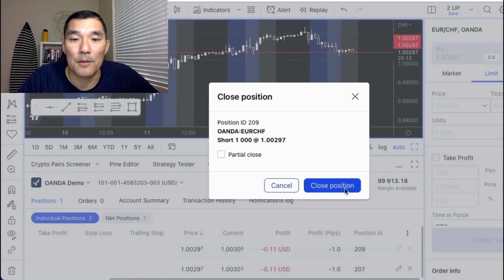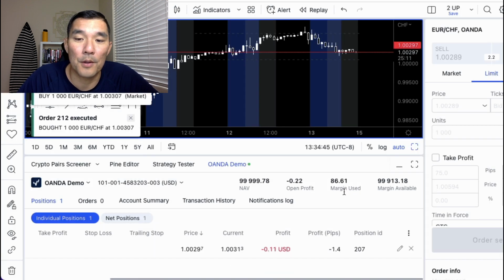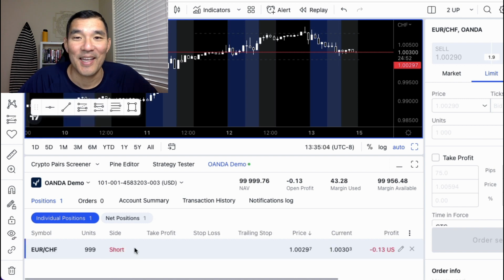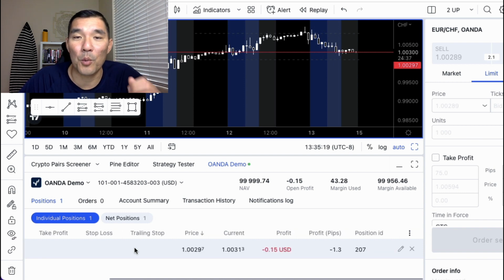So I'm going to do that. I'm going to close the position, and there you go. 207 is still there. And if I want to leave this trade open and see what happens, that's totally up to me, as it should be. So that is how you can work with the FIFO rules in the US to do hedging in a US based Forex account. Now I'm going to just close this one out.